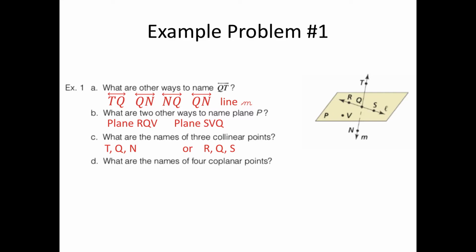Okay. What about the name of 4 coplanar points? Well, P, Q, S, and V. All of those points are on plane P, so they are all coplanar.